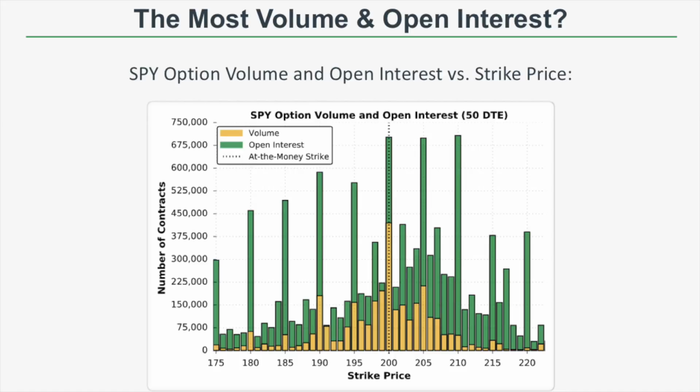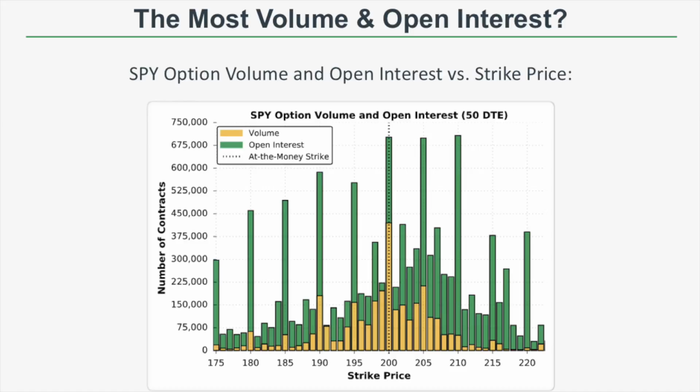So right off the bat here, we can see that the at-the-money strike price of 200 has by far the most volume on this trading day, but also it has significant open interest. Now, as we move to strike prices that are away from the at-the-money strike price of 200, volume starts to decrease and so does open interest.